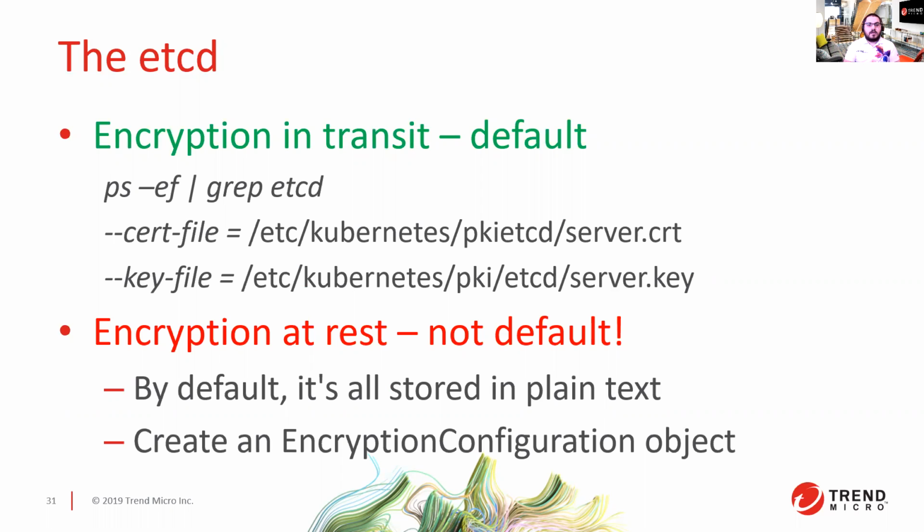Basically, the encryption in transit is done by default. You can check that by running this command here and checking those files, the certification file and the key file. But the encryption at rest is not done by default. Everything in etcd is stored in plain text, including your secrets, which is an object that is usually used by Kubernetes to store sensitive information. To fix that, you have to create an encryption configuration object where you select what should be encrypted on your etcd, and that will be encrypted at rest as well. But that's not done by default, so be aware of that.